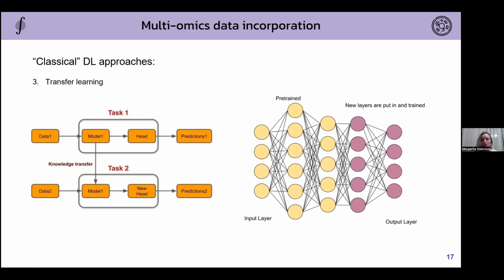But of course, to apply this transfer learning on multiomics data, you should consider that your data sets should be quite similar, maybe close, for example, types of cancer and so on, so that the data sets should not be too different, because in such a case it may not work.